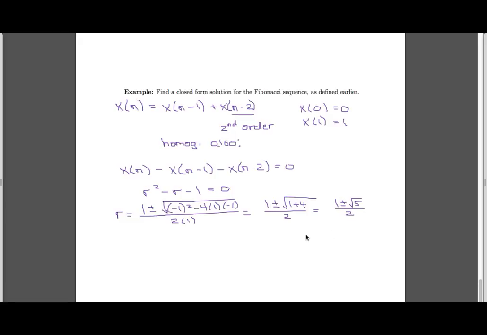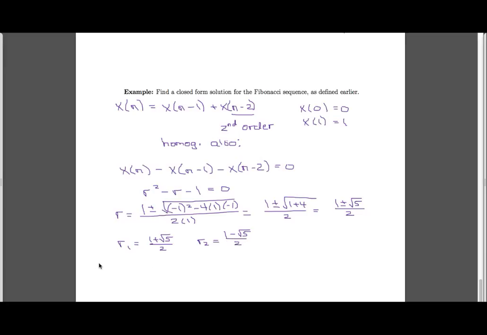So just because there's this radical in there, as well as the plus or minus, don't think that these are complex, right? There's no i. So these are distinct real roots. We've got r1 equals 1 plus root 5 over 2, r2 equals 1 minus root 5 over 2.